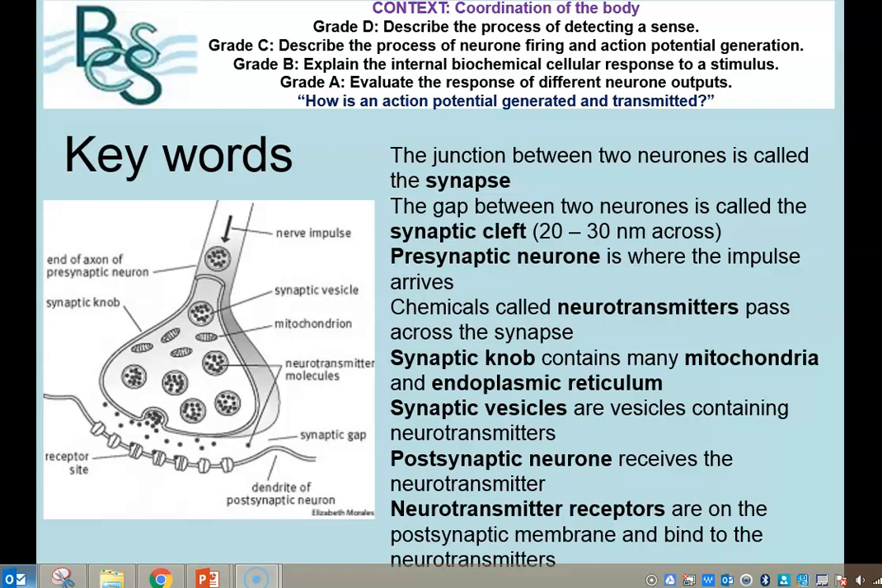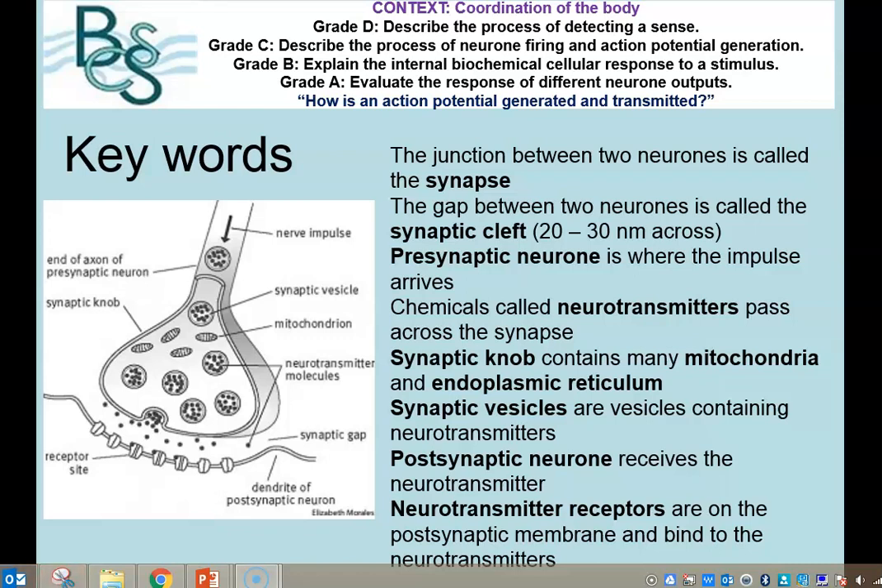the synapse. And if you look at the diagram on the slide, here we've got a picture of the whole thing, the whole synapse. And what you can see is the very top half of the picture shows, let's say, the sensory neuron, and the bottom half of the picture has the relay neuron, and the gap in between is referred to as the synaptic cleft, and that is between 20 and 30 nanometers across.